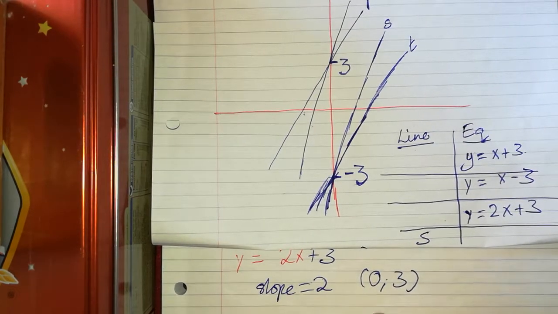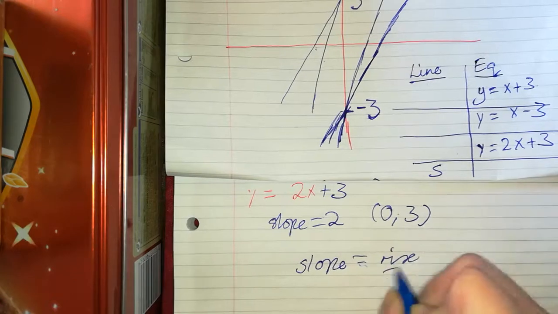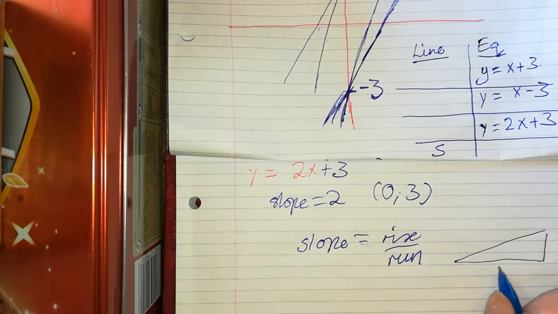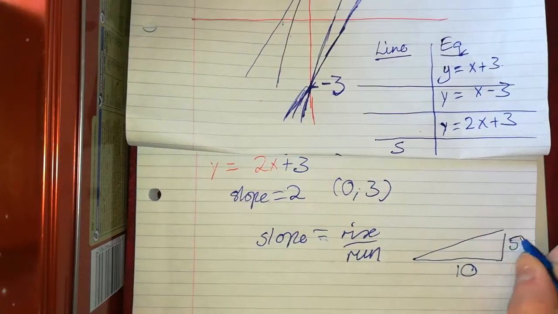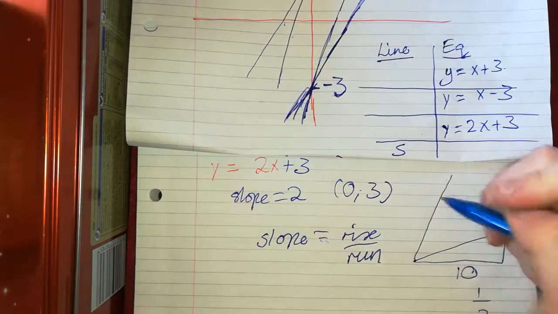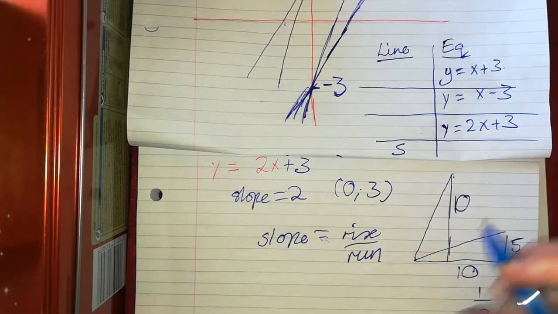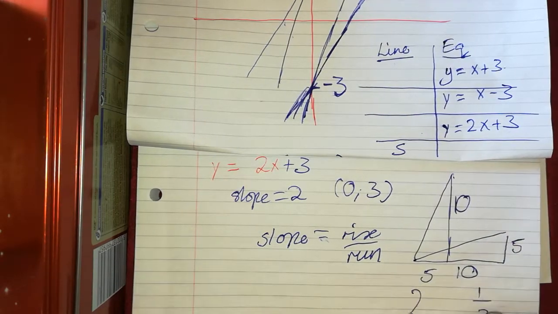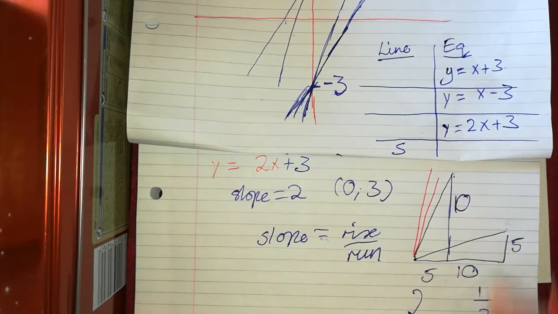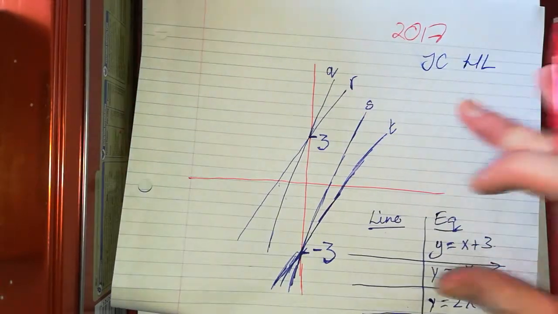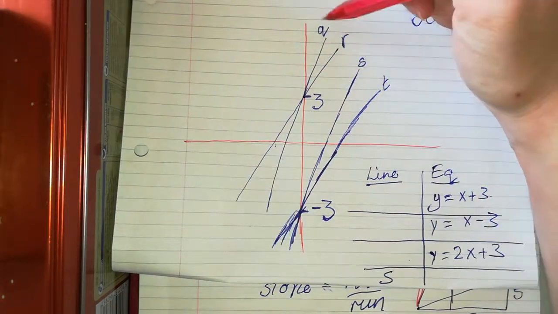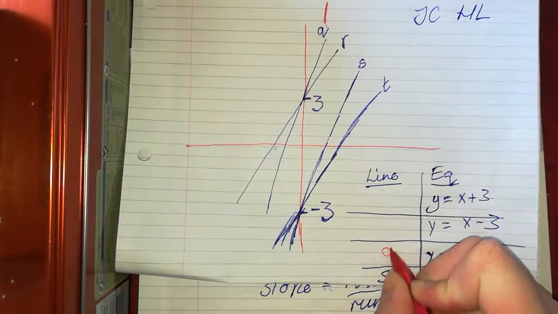The slope is equal to the rise over the run. If we had a line with a run of 10 and it only rose by 5, the slope would be the rise over the run, which would be a half. But if we had a steeper line, where the rise was 10 and it went across 5, then the slope would be 2. So if lines are steeper, they have greater slopes. One of these has a slope of 1, the other has a slope of 2. This one here is steeper, so this must have a slope of 2, so this one here must be Q.